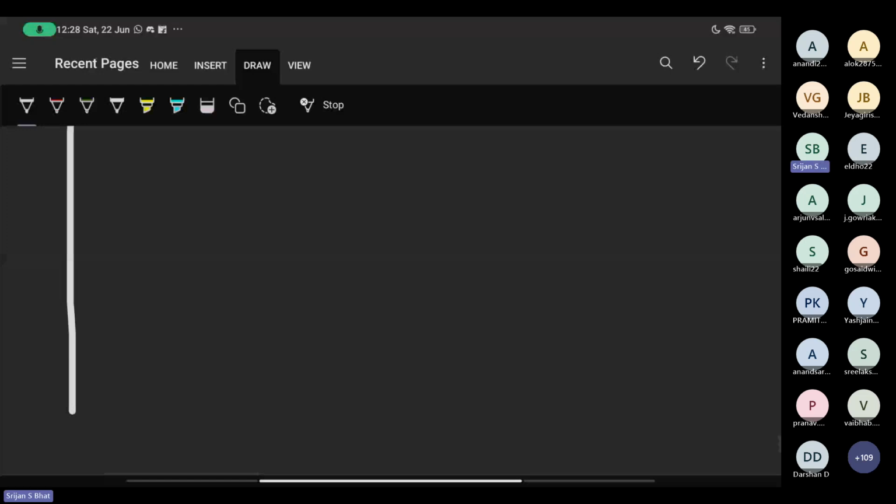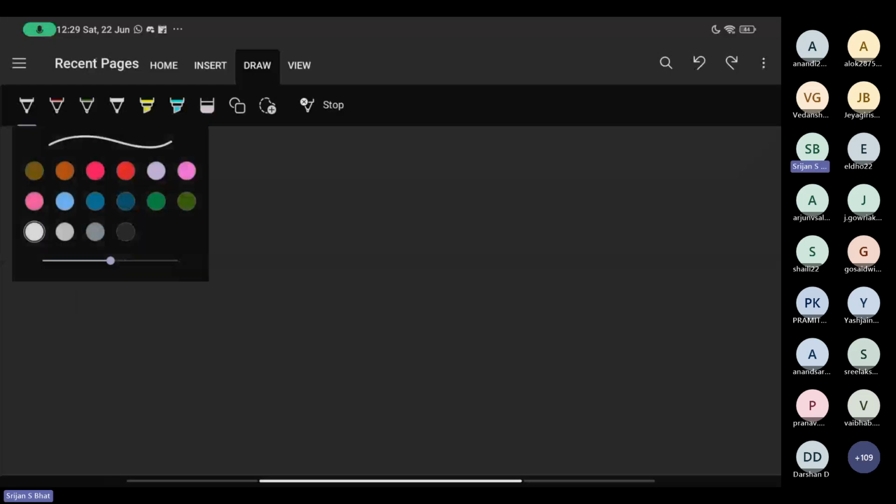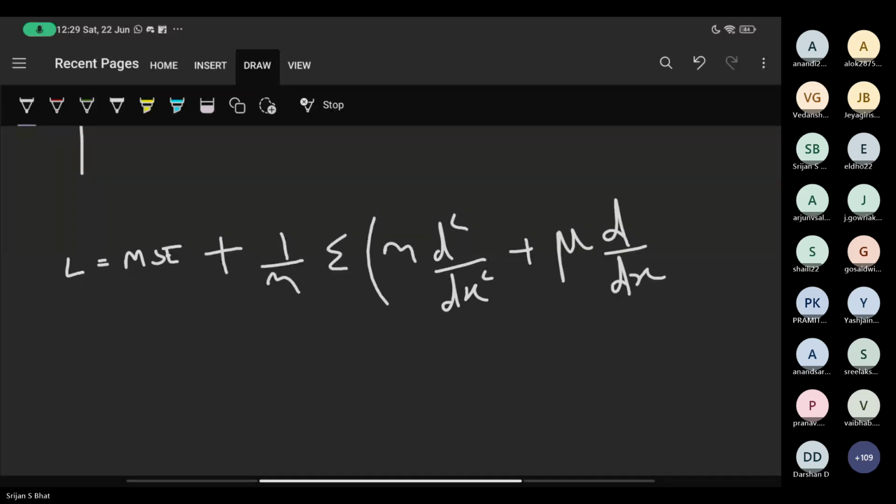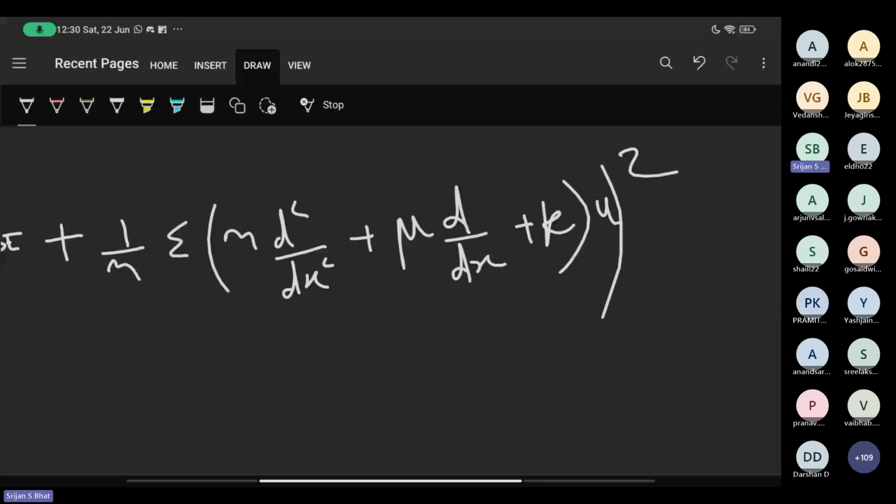But to this, you add your physics loss, squared. This is what you add so that you get a better fit.